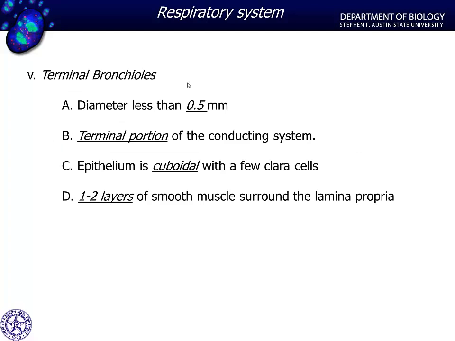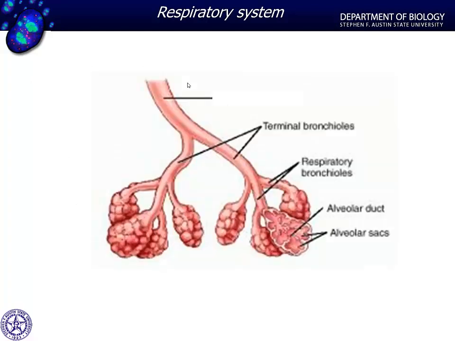Now we finally get to the terminal portion of our conducting system. These are the terminal bronchioles, and their diameters are going to be less than 0.5 millimeter. The epithelium is going to be cuboidal, and we may have a few Clara cells, but other than that, all we're going to have are 1 to 2 layers of smooth muscle present in the lamina propria. That's really going to define our terminal bronchioles.